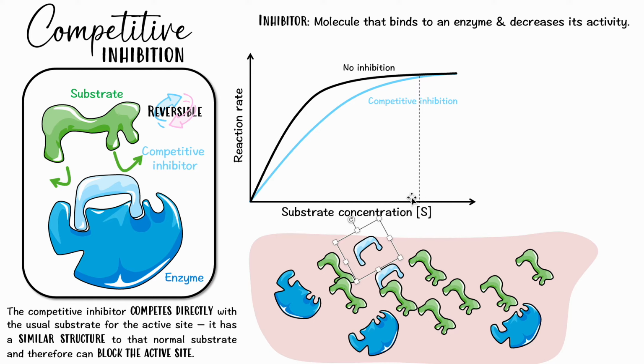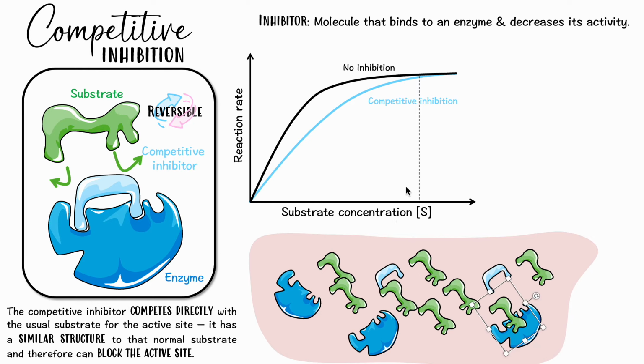So at very high substrate concentrations, the reaction rate is exactly the same as if there were no inhibitors. Even if an inhibitor gets to bind there, remember, it's like the cafeteria scenario. Eventually it will get out because it's reversible. And when it gets out, that substrate will just bind and the reaction will be like normal again.